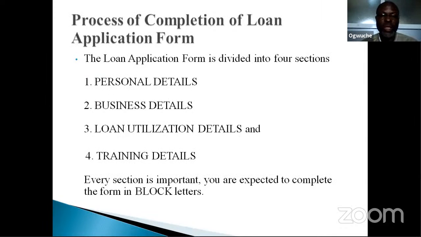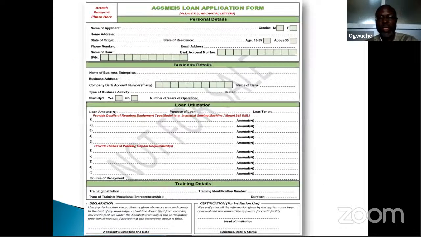So that's what we'll be looking at now, so that we'll be able to explain how you complete that form. The loan form is divided into 4 sections like the previous one. First, the personal details, then the business details, then the loan utilization details, and then the training details. Every section is important, and you're expected to complete the form in capital letters. So this you can see on the screen now. This is the Agri loan application form. So this is how the form looks.